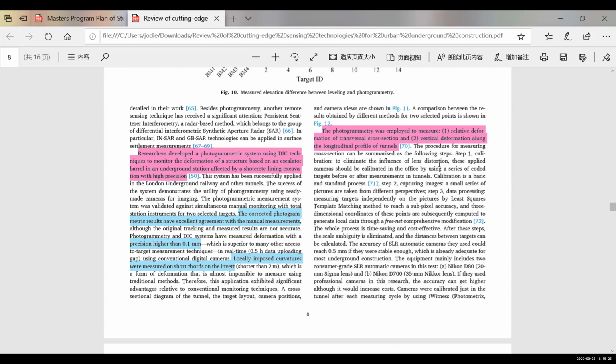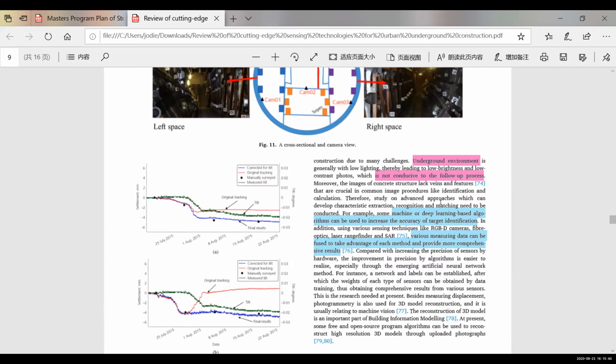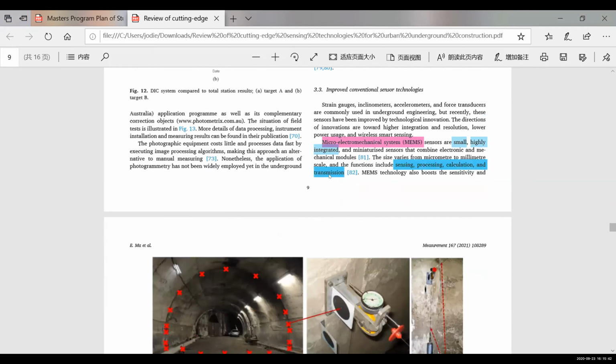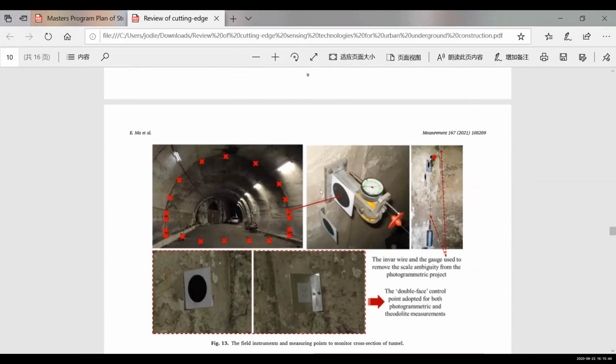And another application is about the relative deformation of transverse cross-section and vertical deformation along the longitudinal profile of tunnels. And it shows in this figure the different targets in the tunnels to measure the deformation.